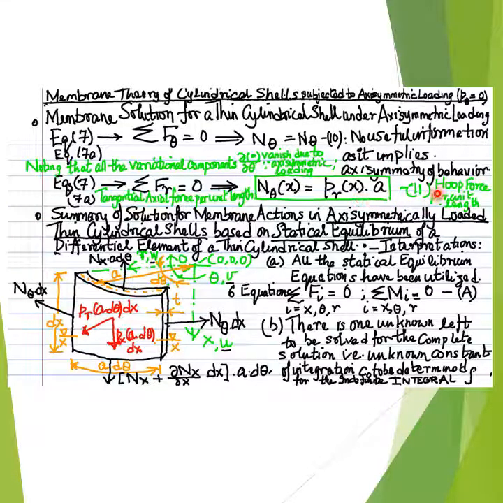In other words, the relationship expressed by equation number 11 for the hoop force per unit length n theta x is independent of any other internal action and is therefore decoupled from all other statical equilibrium equations or the mathematical formulations resulting thereof.